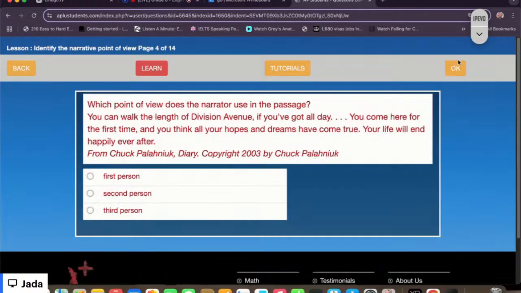You can walk the length of Division Avenue if you have got all day. You come here for the first time and you think all your hopes and dreams have come true. Your life will end happily ever after. So do we have first, second, or third?